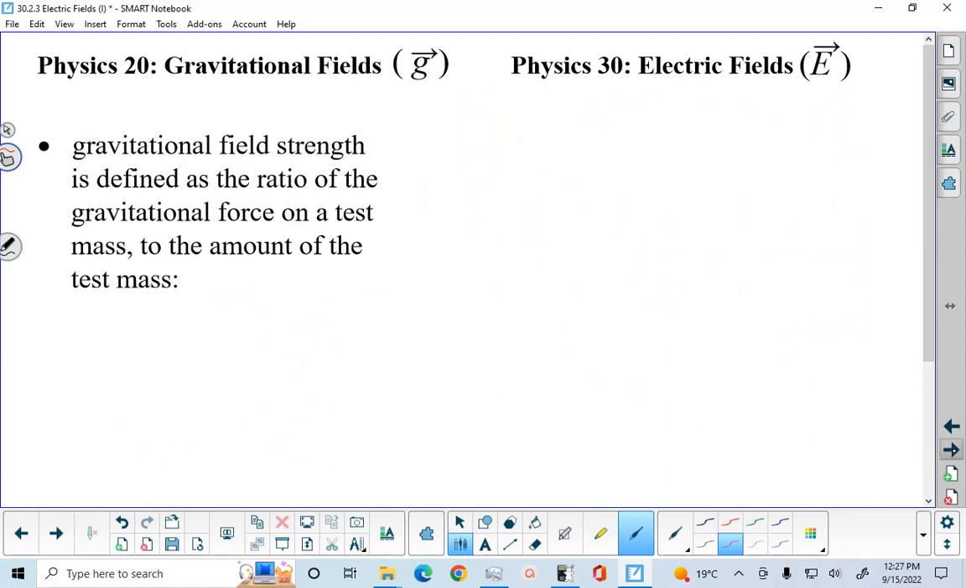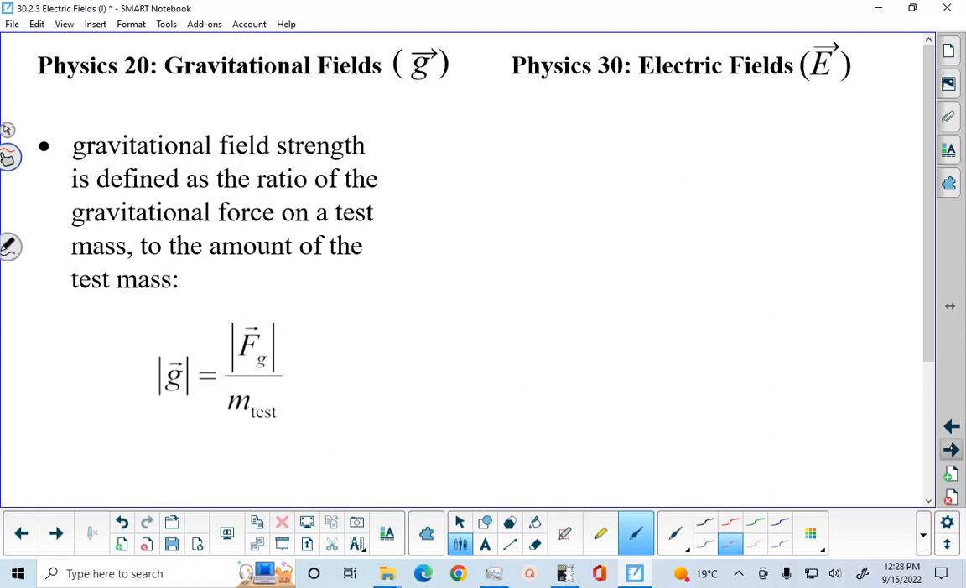Gravitational field strength is defined as the ratio of the gravitational force to the amount of the test mass. This is what I was talking about earlier when I say a comparison of the influence to the property of matter. This is your formula on your formula sheet from Physics 20. And I'm not sure, but I think on your formula sheet they don't have vector symbols or absolute value signs, and I think they should. I don't want to get into a discussion in this video about it. I think those absolute value signs, though, are important.